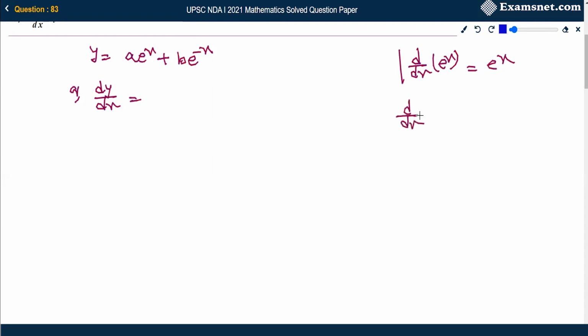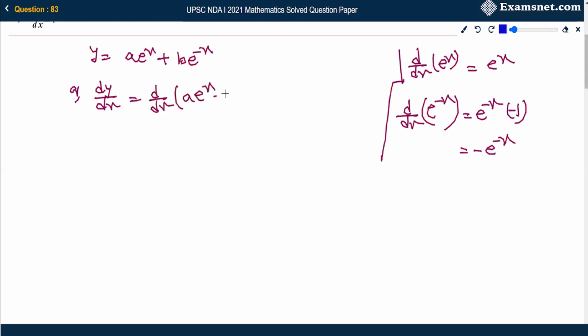And what happens in the case of e to the power minus x? Look, we do d dx of e to the power minus x. So first we will differentiate e to the power minus x. It will give us the same value, e to the power minus x. Now we will check the exponent also. So there is minus x. Now if we differentiate minus x with respect to x, we will get minus 1. So it becomes minus e to the power minus x, correct? So yes, let's apply the same here: dy dx equals a e to the power x minus b e to the power minus x.